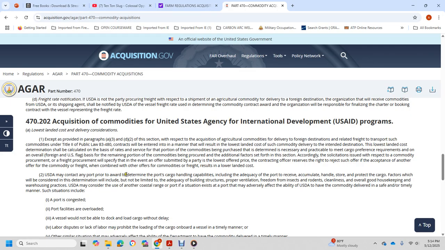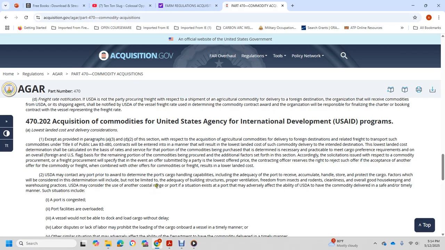USDA, by contract made prior to award, determines the port's cargo handling capability, the adequacy of the port to receive, accumulate, handle, and store, including but not limited to adequacy, building choice of proper ventilation, freedom of insects, rodents, and cleanliness, overall good housekeeping and warehousing practice.